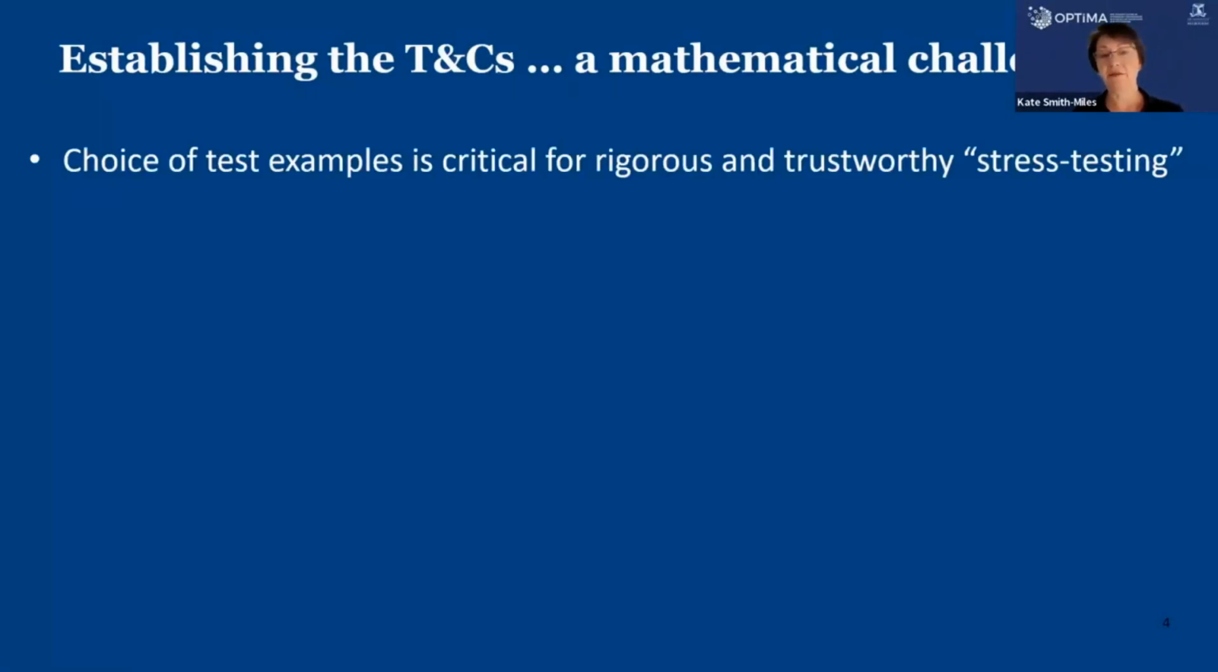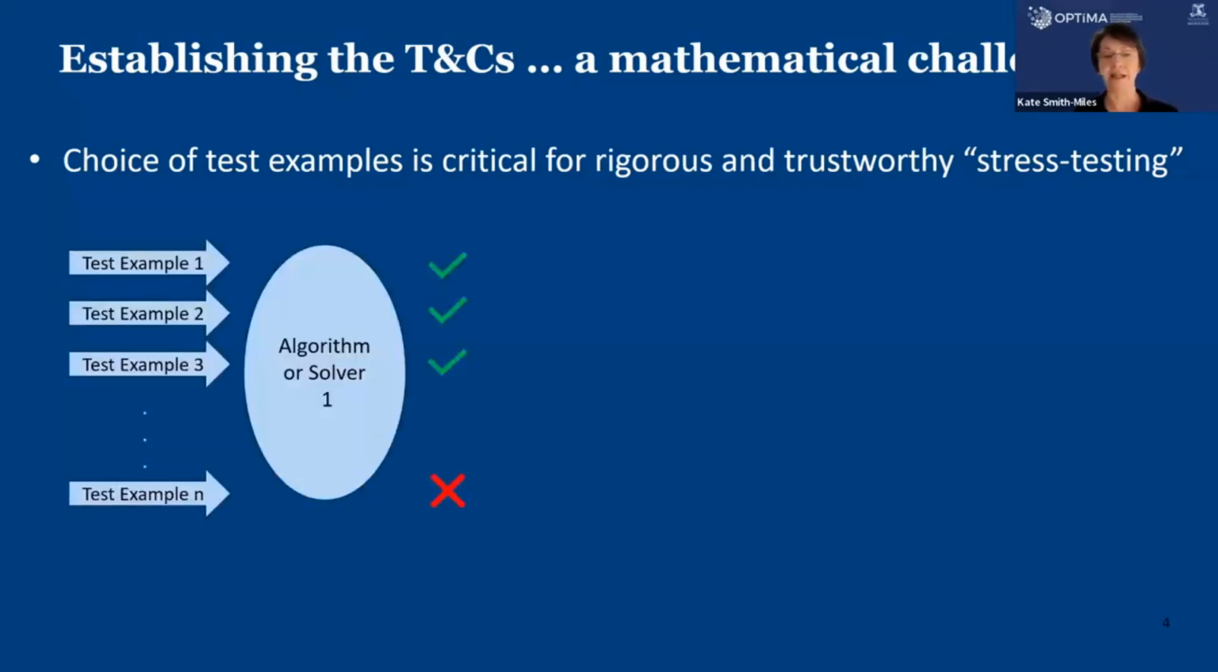The choice of test examples is really critical. If you want people to trust that your algorithm is good, then it's really important that you provide a comprehensive and diverse set of test examples to demonstrate that performance. So it's very easy to take an algorithm or a solver and throw some test examples at it and show that it gets good performance, converges really fast, or has a very small gap to optimality. You might have to search quite hard to find an example where the algorithm or solver fails.